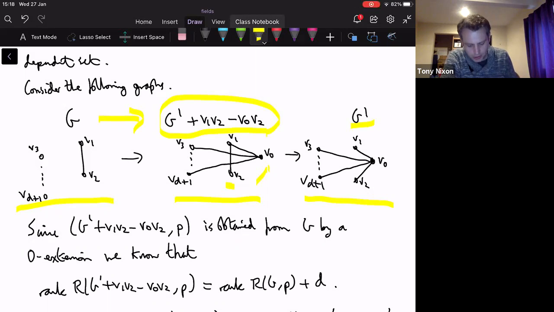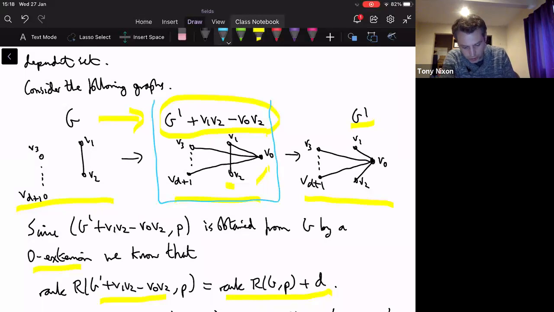So because it's obtained from a 0 extension, the lemma before tells us that this graph, which maybe I should have given a name to, does increase the rank by D. Okay. So now what we want to do, we know this graph in the middle is rigid. Say if the first one was rigid, it has the rank we want. What I want to do is take the edge from V1 to V2, delete it, and add the edge from V0 to V2 to move to this one on the right.